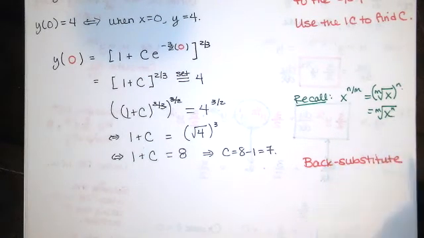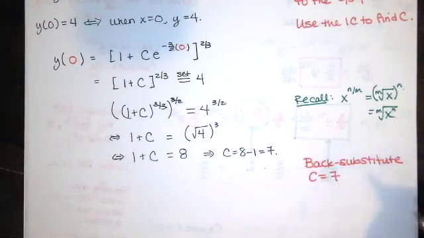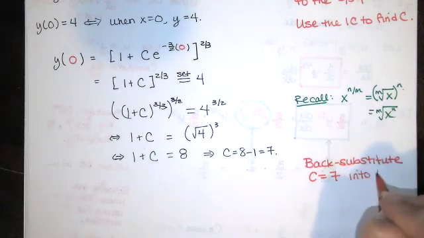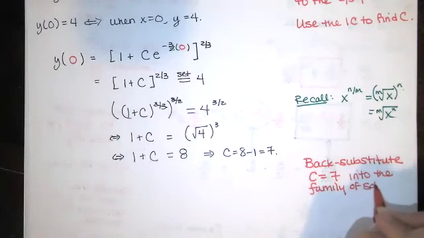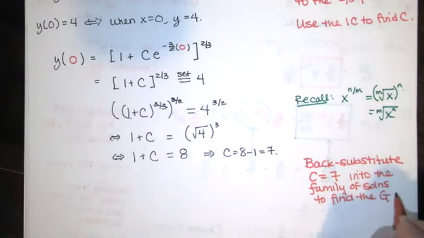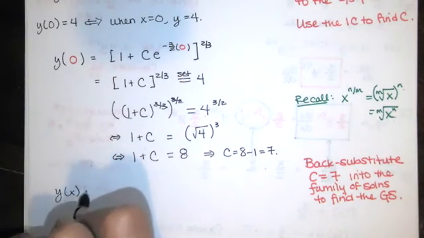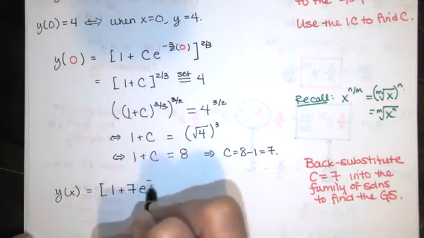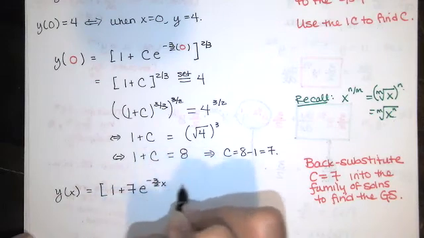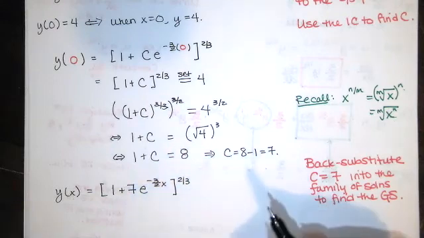So we had a family of solutions. Now we want a particular solution. We want to back substitute c equals 7 into the family of solutions to find the particular solution. So we've got y of x equals 1 plus c, which is 7, times e to the negative 3 over 2 times x, all raised to the 2/3 power.